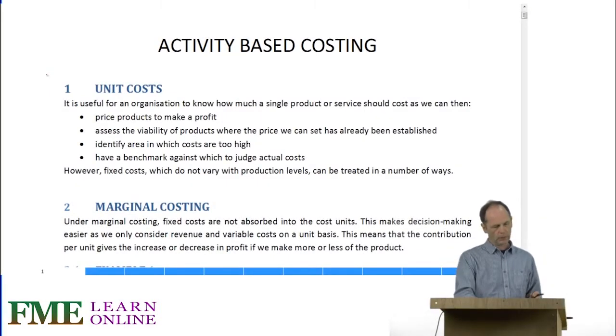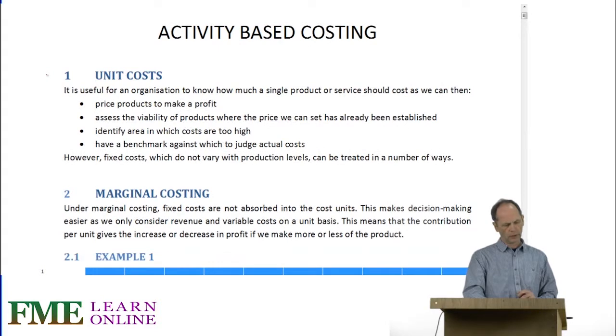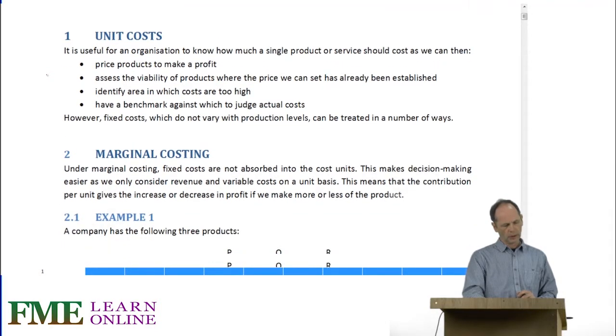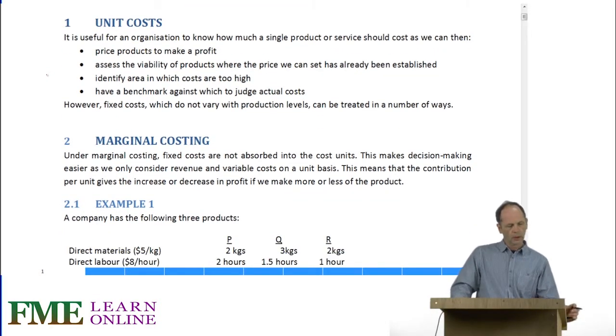So, we have some material here. The activity-based costing starts off by looking at the idea of unit costs. And you can see here that it's very useful to have some idea of the costs involved in producing an item and bringing it to market for various reasons.